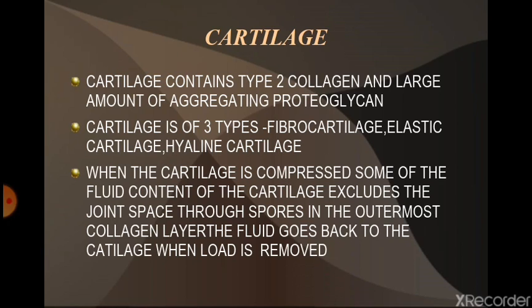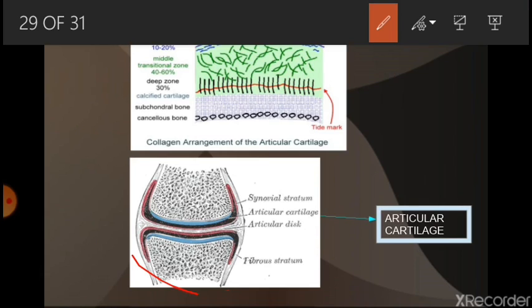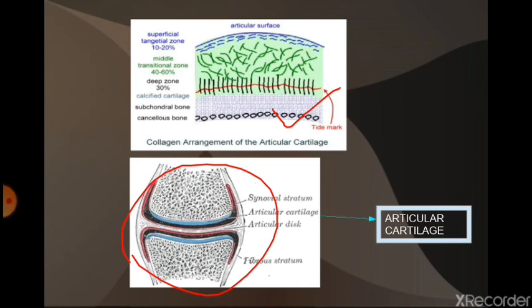Cartilage. Cartilage contains type 2 collagen and a large amount of aggregating proteoglycan. Cartilage is of three types, as we have already seen: fibrocartilage, elastic cartilage, hyaline cartilage. When the cartilage is compressed, some of the fluid content of the cartilage exudes into the joint space through pores in the outermost collagen. The fluid goes back into the cartilage when the pressure is removed. Here is the structure of cartilage. This is an articular cartilage. Here is the structure of articular cartilage.